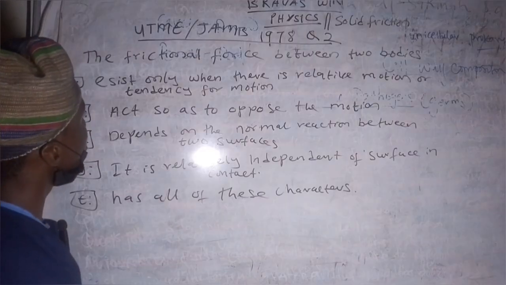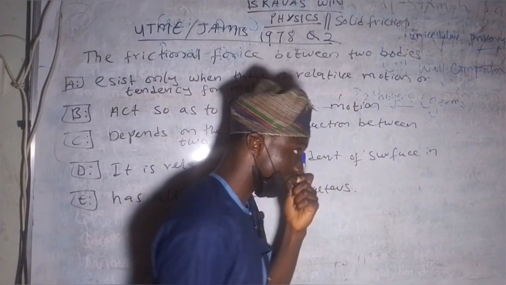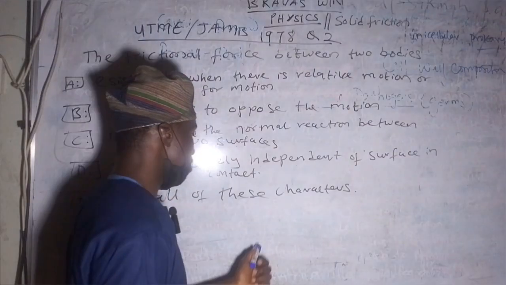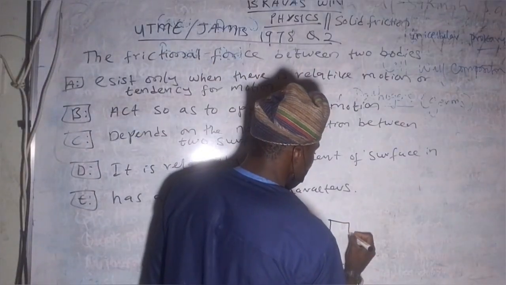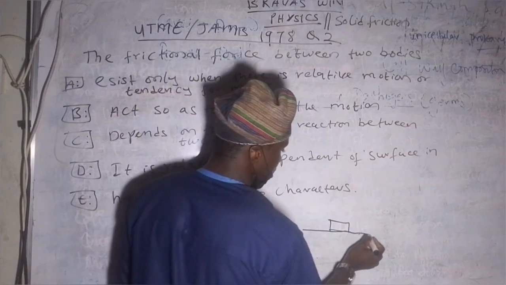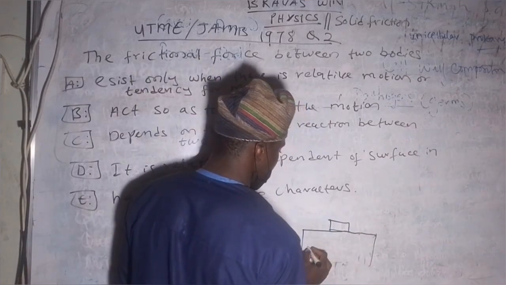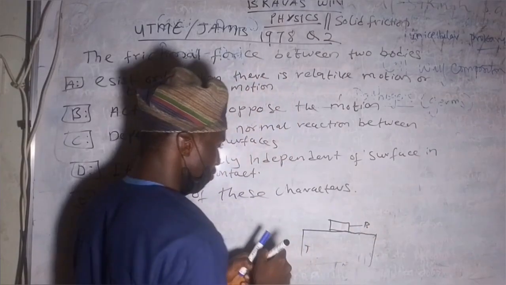1978 question 2. The frictional force between two bodies. As we explained in the previous video on solid friction, if this is your first time watching this video, go and watch the previous video on solid friction. So I explained to us that the table like this is a body, let me say body T, and this block is a body B.